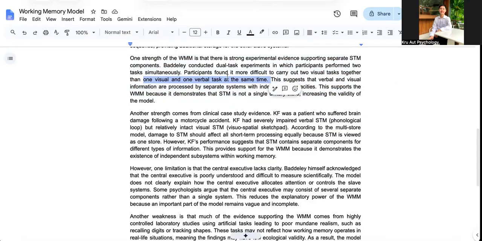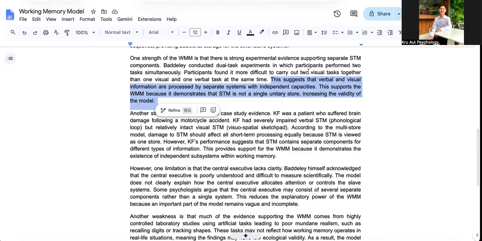So this here would be much easier, but we need to still explain that. This suggests that verbal and visual information are processed by separate systems with independent capacities. If you have time, you can say that the visual task uses the Visual Spatial Sketchpad. It's just a different way of writing, but the explanation is the same.